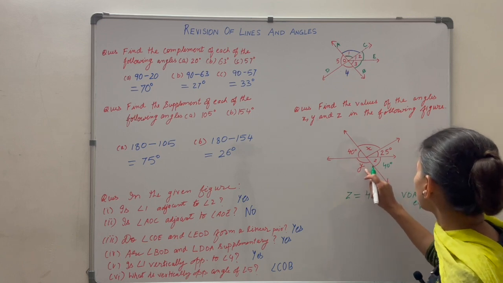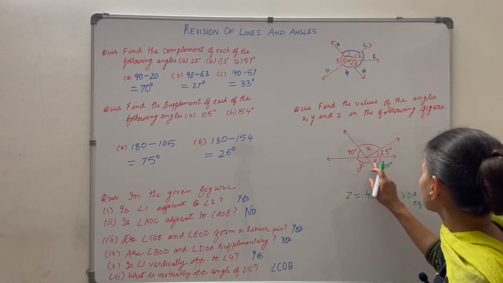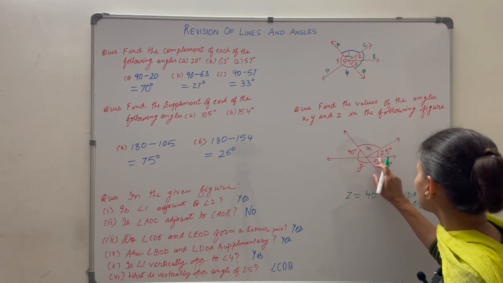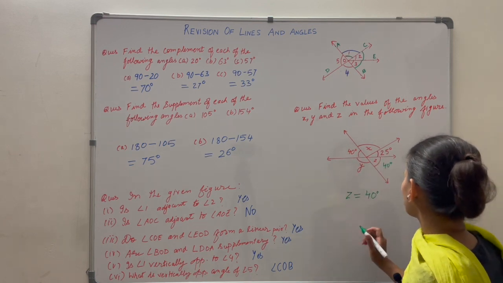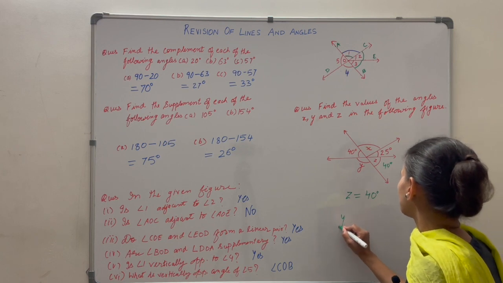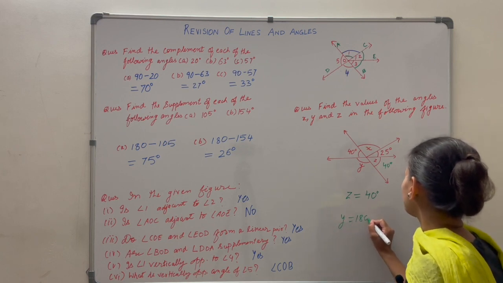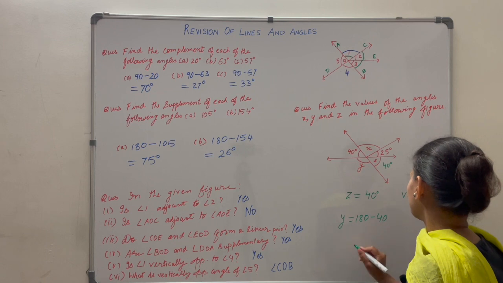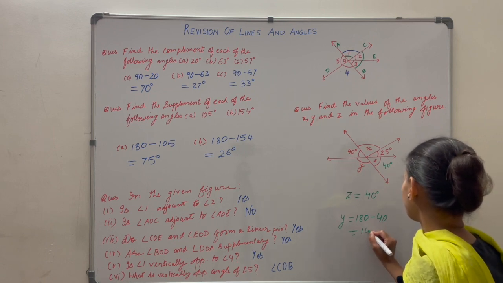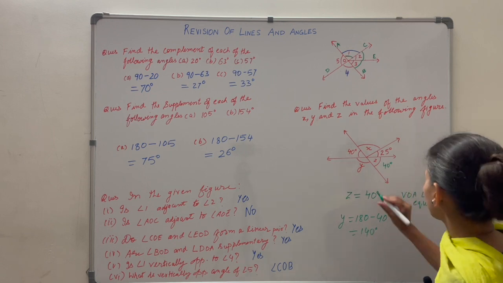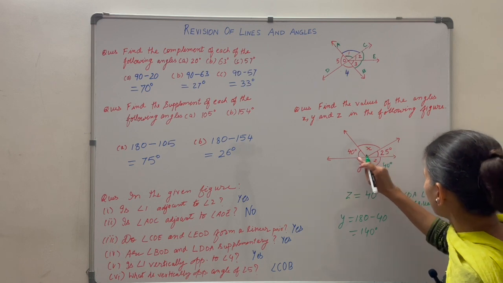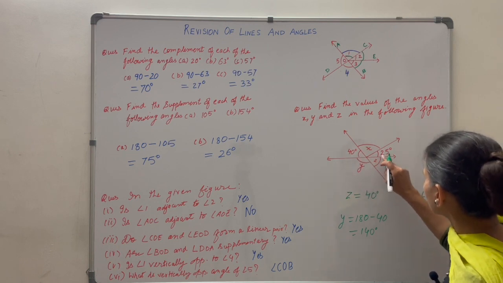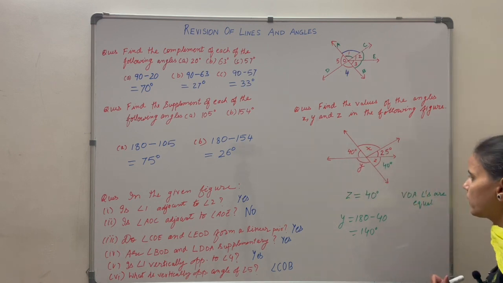So you can find y, because these two angles add up to 180 degrees. Angles on a straight line add up to 180 degrees. So y is equal to 180 minus 40 degrees. That is equal to 140 degrees, because they are angles on a straight line, and angles on a straight line add up to 180 degrees.